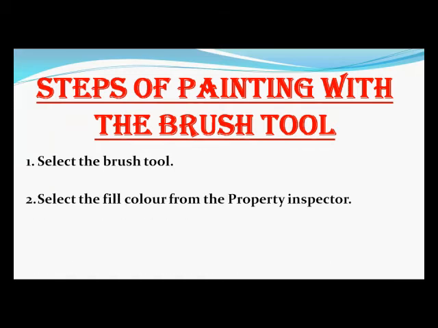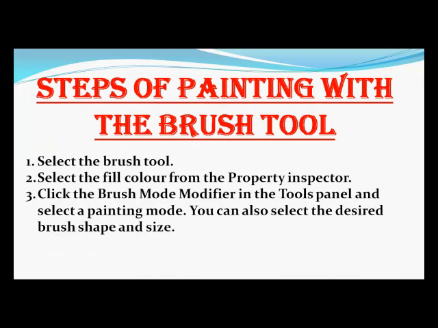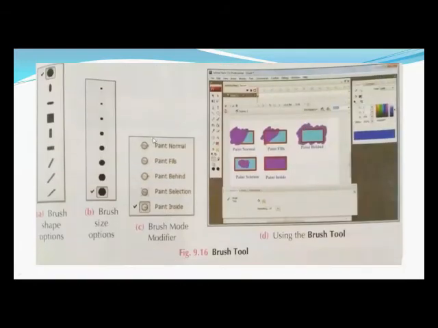Select the brush tool. Select the fill color from the property inspector. Click the brush mode modifiers in the tool panel and select a painting mode. You can also select the desired brush shape and size. Drag the mouse pointer on the stage to apply a brush stroke. Now, these are the options for using the brush tool.